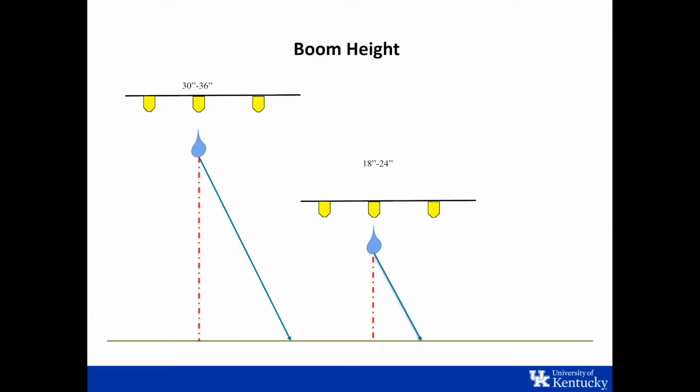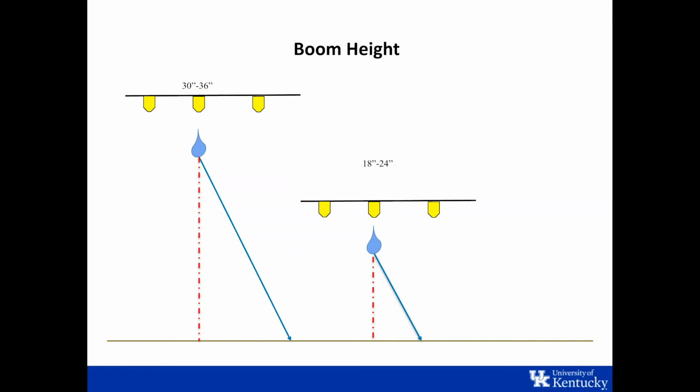The other thing that you can control, that you really need to pay attention to, is boom height. Our boom needs to be 18 to 24 inches off the target. Now, the reality is a lot of booms are 30, 36, 48 inches above the canopy or above the target. The reason for that is it's really an applicator comfort thing, and with those big booms, it's really difficult to keep them low. It's a comfort level thing, and we understand that.